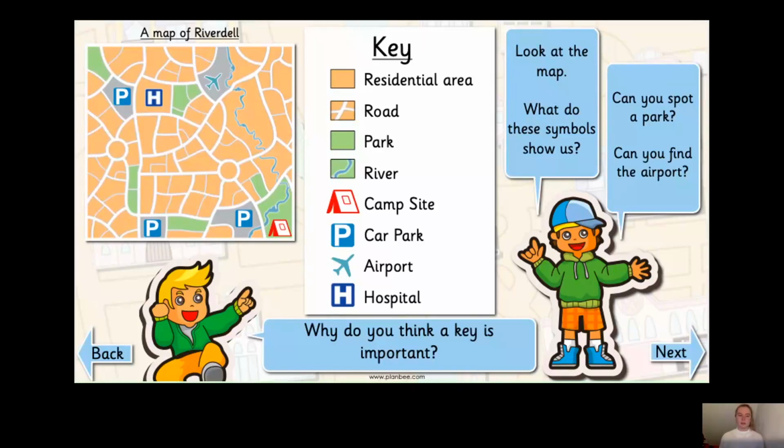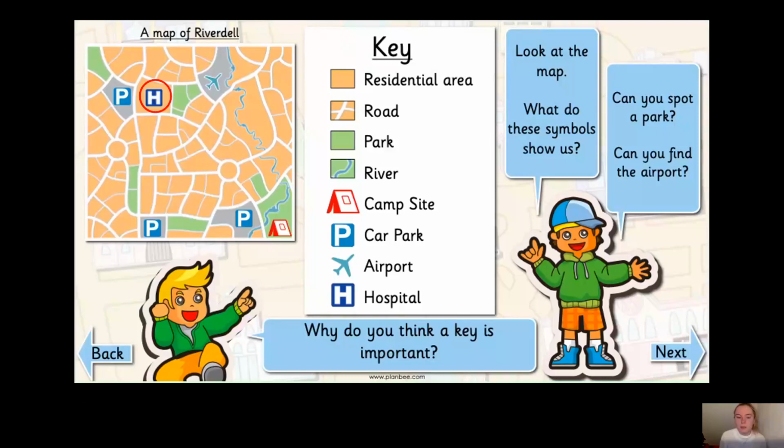Okay, Yeti. So let's have a look for the hospital. Can you see the hospital? Well, let's have a look at the key. What symbol is the hospital? Yes, it's a blue square with an H in the middle. So therefore, there's our hospital. Can you see it on the map? So we've used our key to find the symbol and then we found it on the map. So if you needed a hospital, you could look at the key to find the hospital and then look on the map.